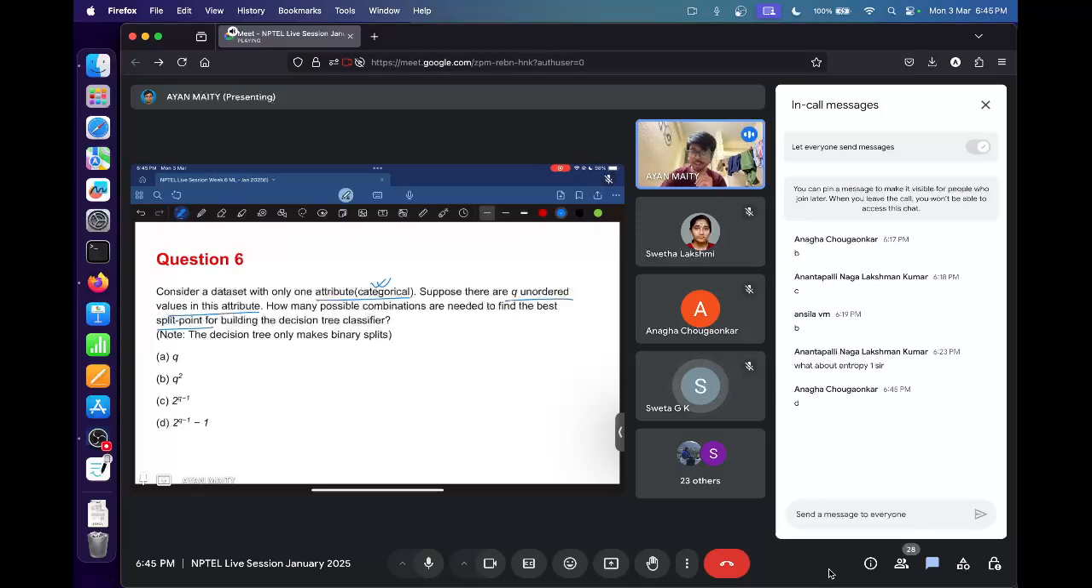The answer is option D, which is 2 to the power q minus 1 minus 1. Okay. And the decision tree only allows binary split, so only two branches would be there in every branching.